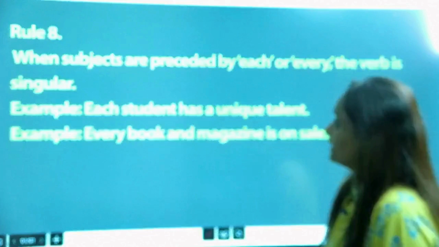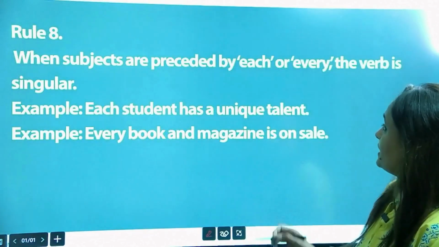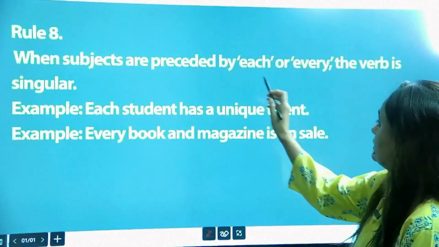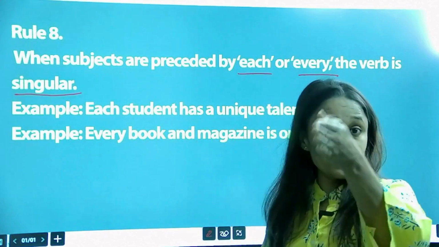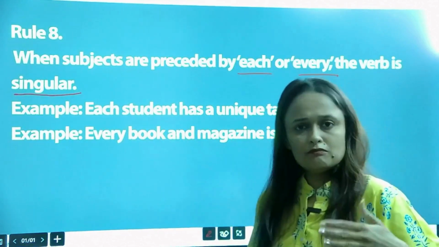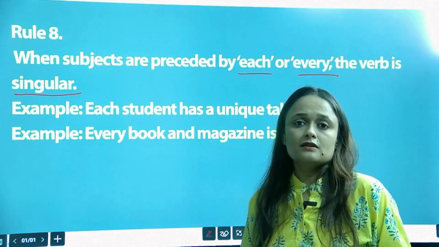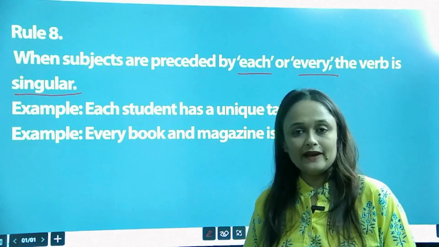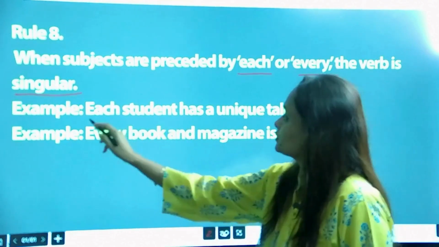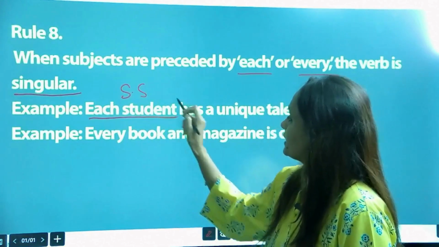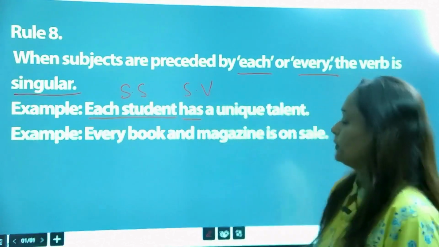When subjects are preceded by each or every, the verb is singular. Always remember, the verb is singular. For example, each student. So we are talking about each student in the class, right? Let's say there are 70 students in the classroom. So I am talking about each student in the class. So each student is a singular subject, so a singular verb will be used.